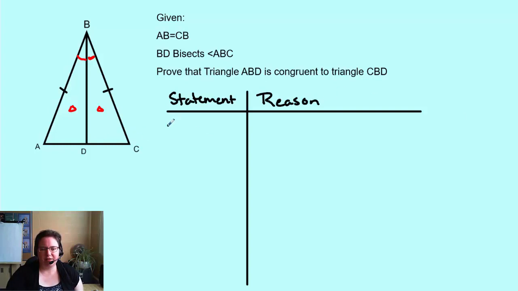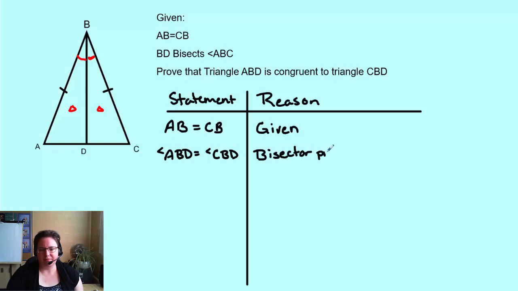So the first things we put down are the given things. So AB is equal to CB, and the reason: it was given to us. We don't have to prove it, they told us it was. BD bisects angle ABC, so the way I write that is angle ABD is equal to angle CBD because of the bisector. It cuts the angle in half. So we know that ABD is equal to CBD.